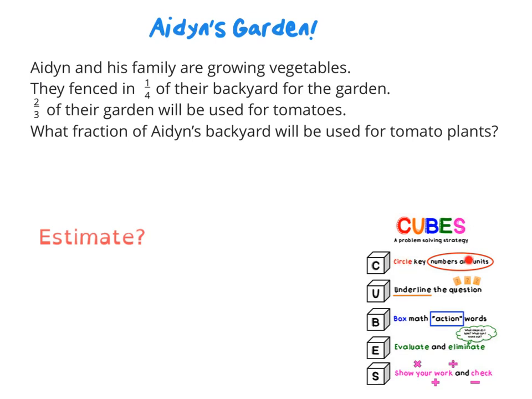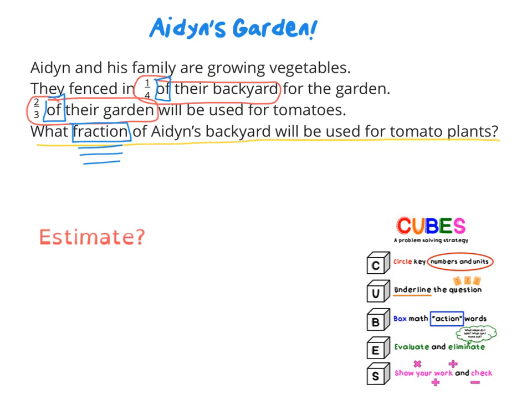Let's take a look at our cubes. We are going to circle the numbers in their labels, a fourth of their backyard, and 2/3 of their garden. We're going to underline our question and box in our important keywords. Even though it's already circled, we are going to box in the word of. And what fraction? Our answer should be in the form of a fraction.